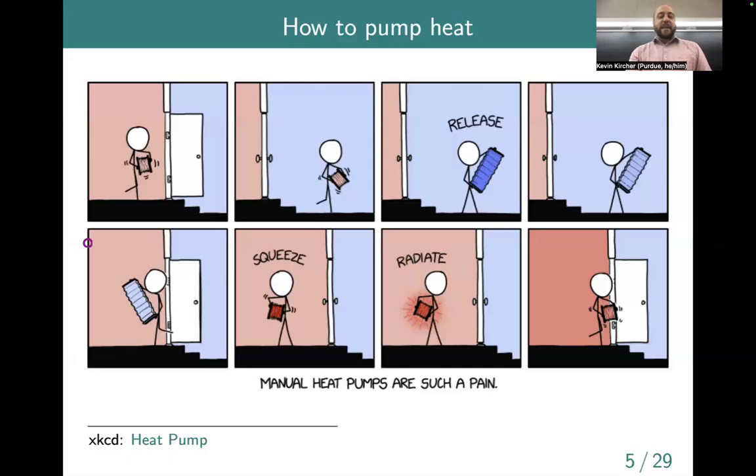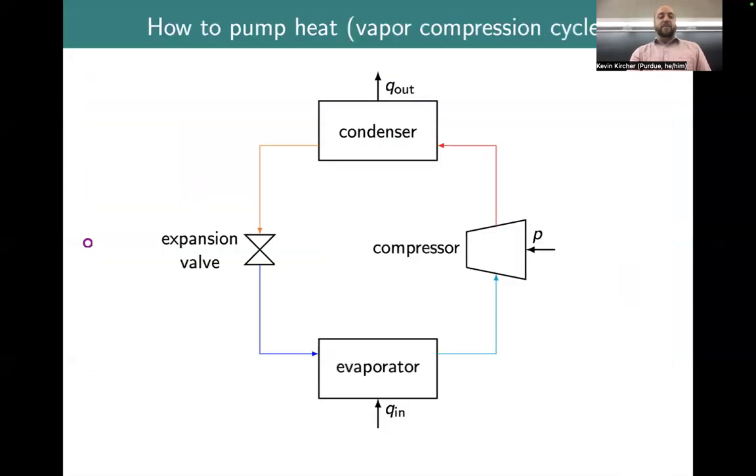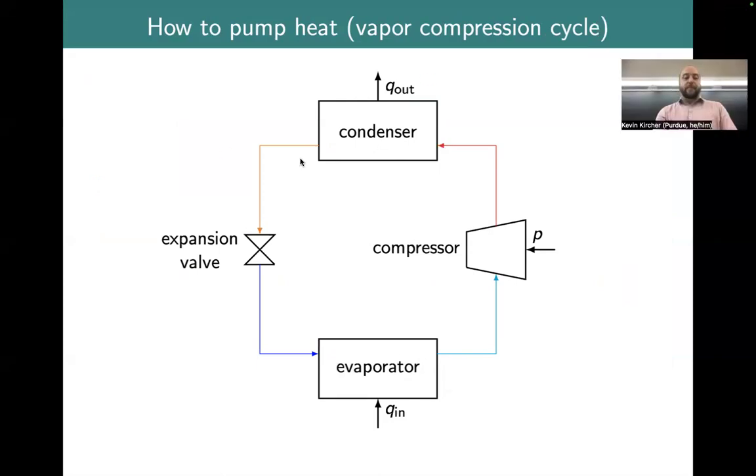Now that, of course, is a banana's way to try to heat your home. So in practice, we use something that looks more like this, and this is called the vapor compression cycle. So this is kind of the simplest version of a vapor compression cycle with four components. It has a compressor, which basically does the action that the human does in that XKCD drawing of really crushing down and compressing the working fluid.